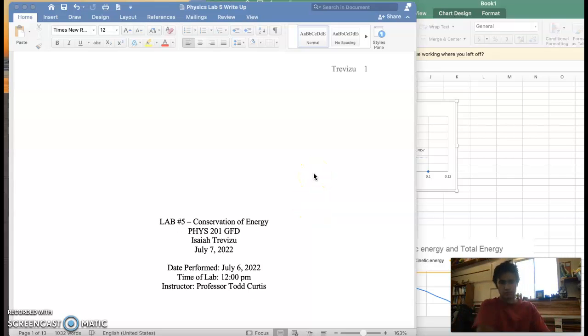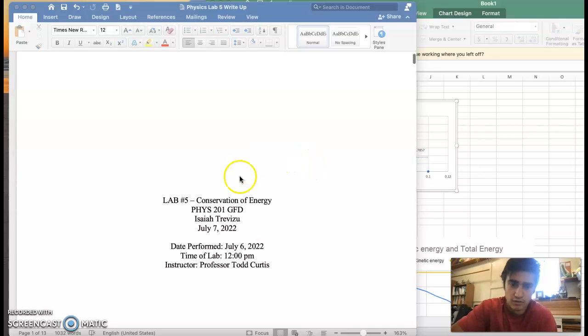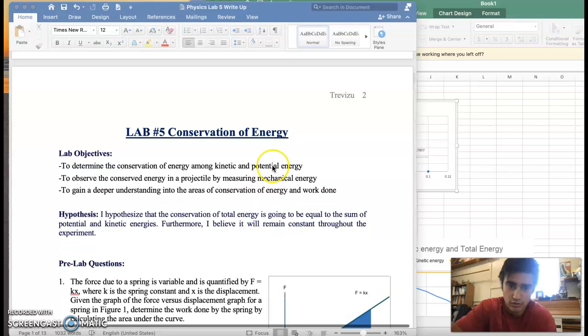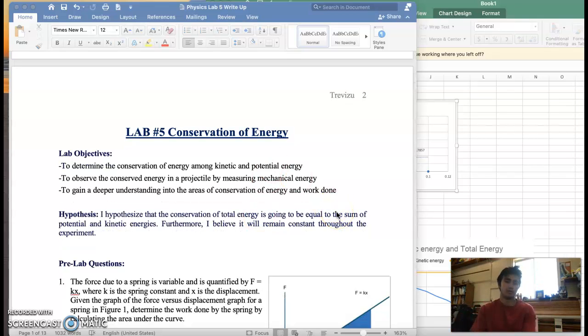Alright, here we go. This is for lab number 5, conservation of energy. Here's my cover page. Conservation of energy. Lab objectives: I came up with my own to determine the observation of energy.